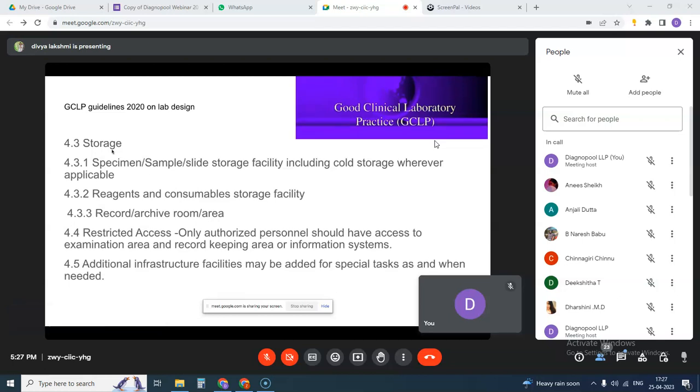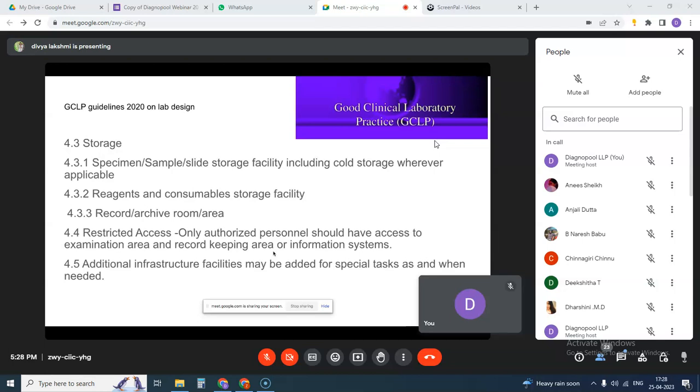Coming to storage areas, you should have certain storage areas for storing specimens, storing samples, and slide storage. These storage areas are separate when compared to the storage areas of reagents and consumables. Separate area for records. Again, the records area should not be mixed with the storage areas of reagents and consumables. The lab should have restricted access. Only authorized personnel should have access to the examination and record keeping area or information system. Additional infrastructure facilities can be added depending upon the requirements of the lab.